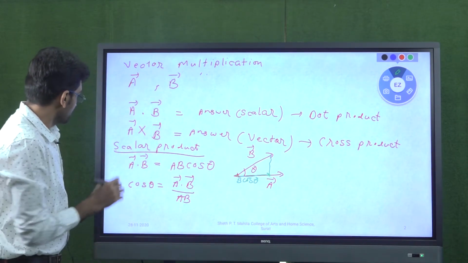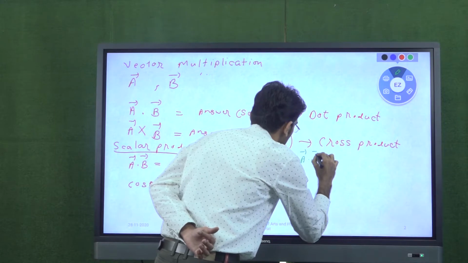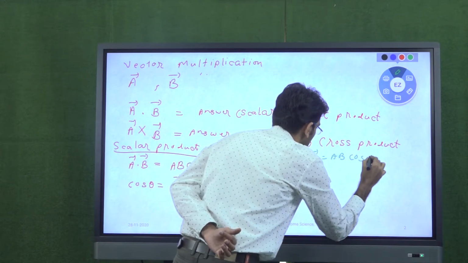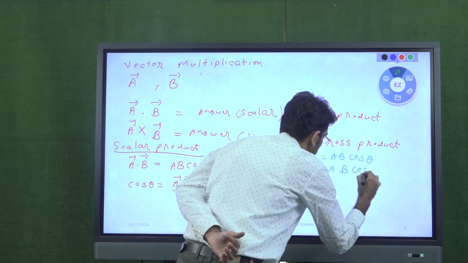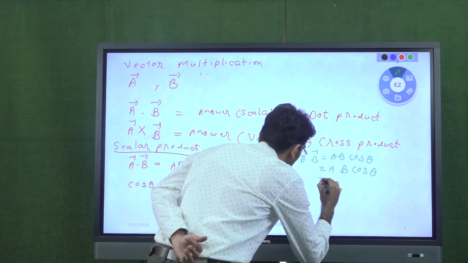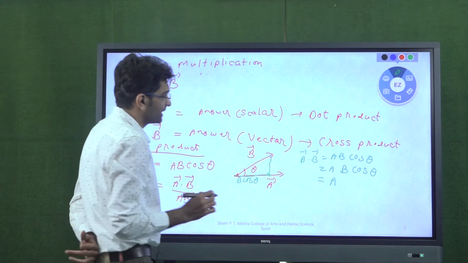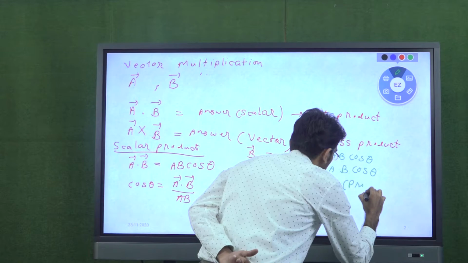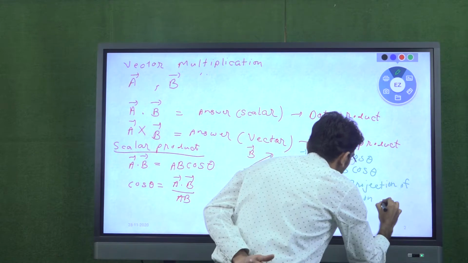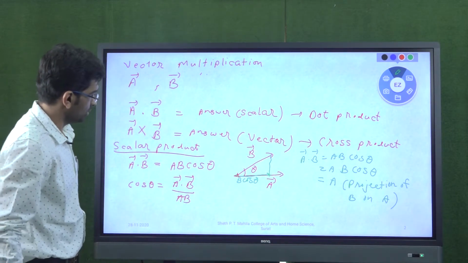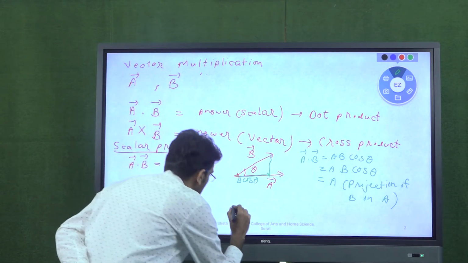theta. So here A dot B is equal to AB cos theta. So I will again write here A dot B is equal to AB cos theta. This A will remain as it is, into B cos theta, right? So what is A? This is the magnitude of the first vector, and what is B cos theta? It is the projection of vector B on vector A.